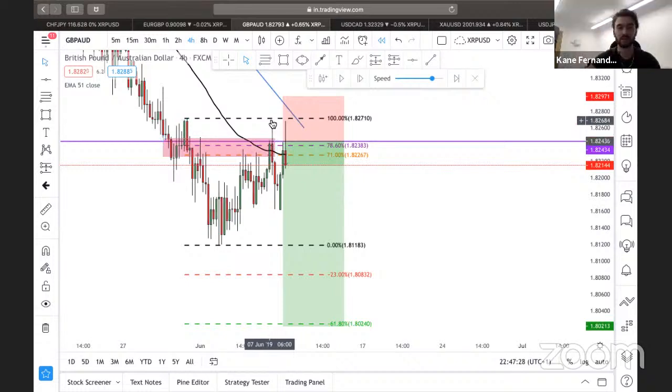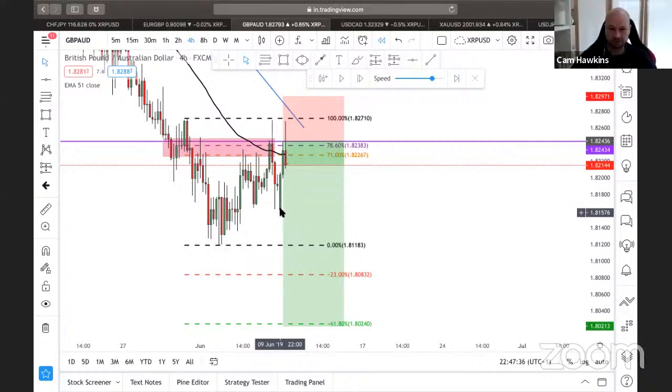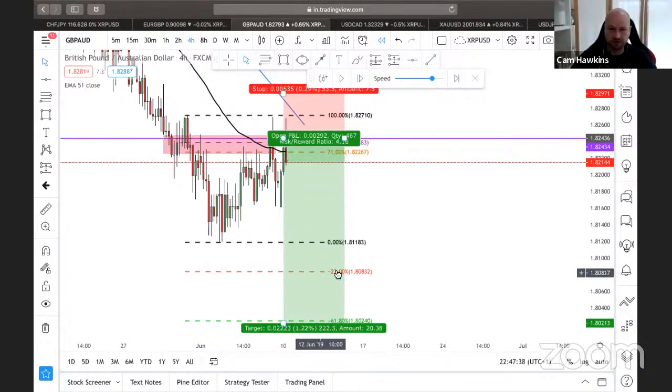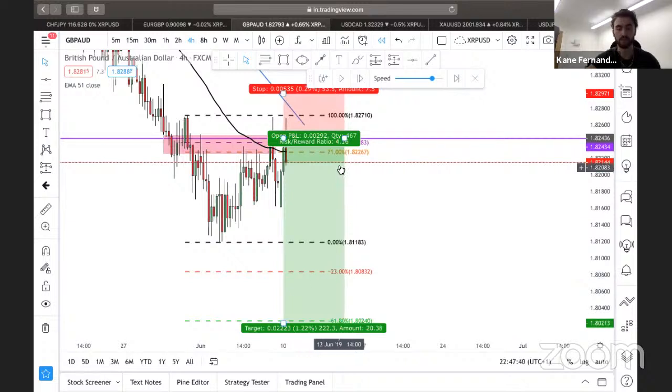It wicked up to the 100%, which is fine, and then it came all the way down to 100 pips in profit, which means what's the hour on that trade? Just so we can make a note of it. It's 4.16.